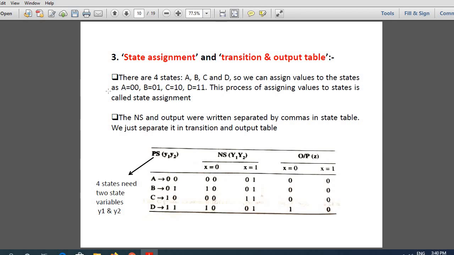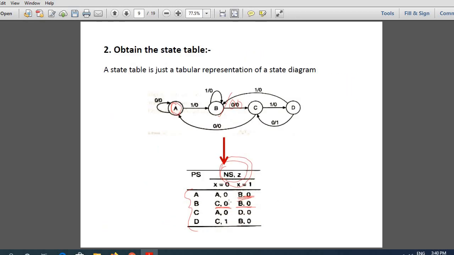So you can assign A as 00, B as 01, C as 10 and D as 11. You form the table with present state, next state for different inputs separately, and output for different inputs separately, and assign these values. So 4 states need 2 state variables, small y1, small y2. Similarly, your next state will be capital Y1, capital Y2. So this is how you form the transition and output table. So A, B, C, D, A, C, A, C, B, B, D, B. This will be your next state, and these portions will be separated out to the output.